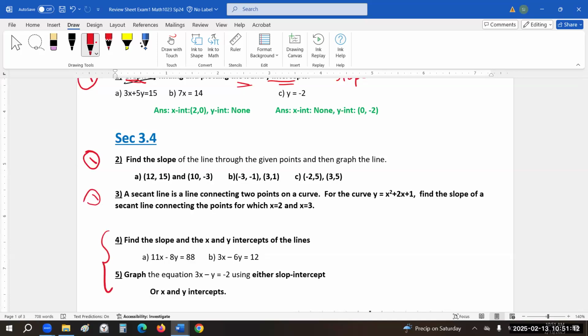4 and 5 and 1, they are actually the same. So look at the questions A, B, C, and A, B, C on top. From one of these, the numbers will be different, okay? But from one of the scenarios, you have to find x-intercept, y-intercept, slope, and then graph.